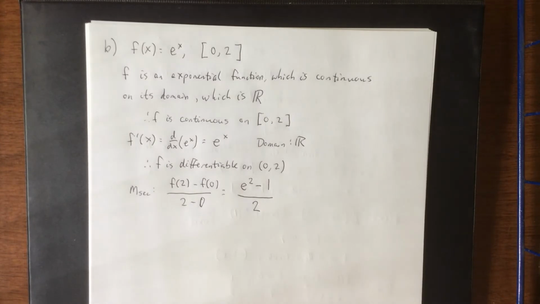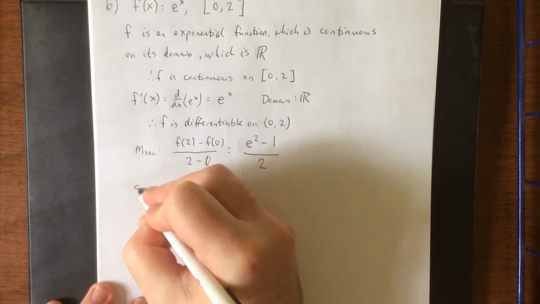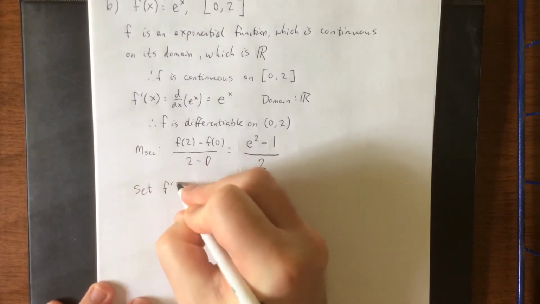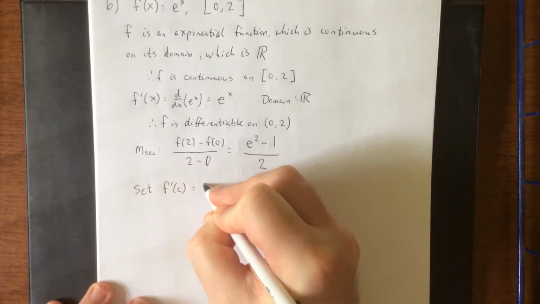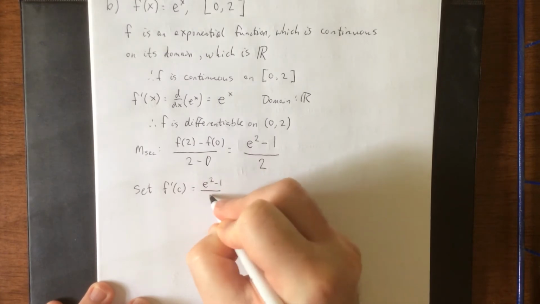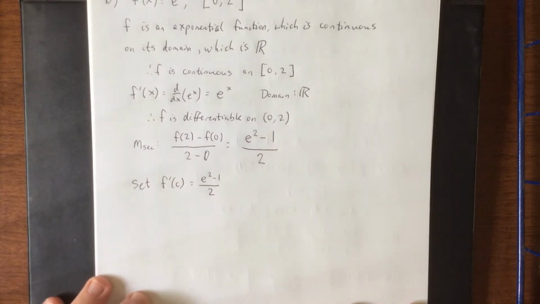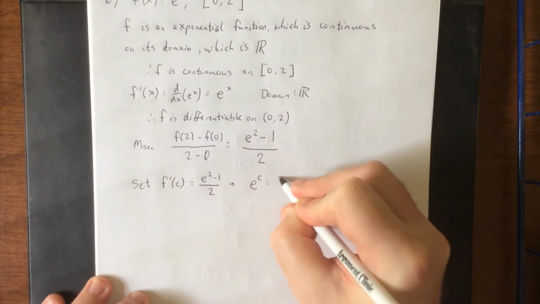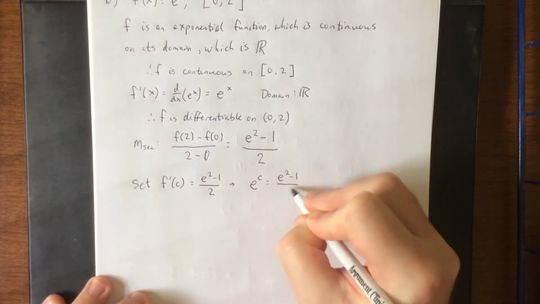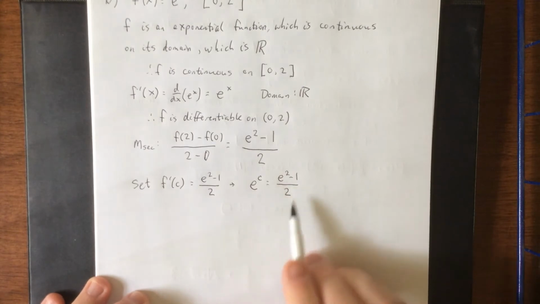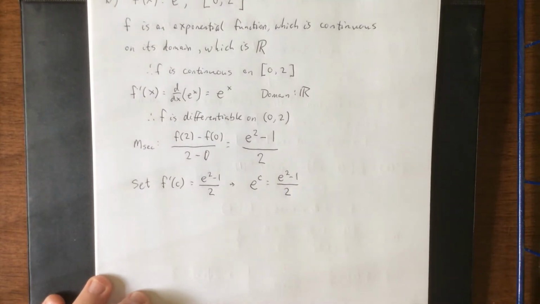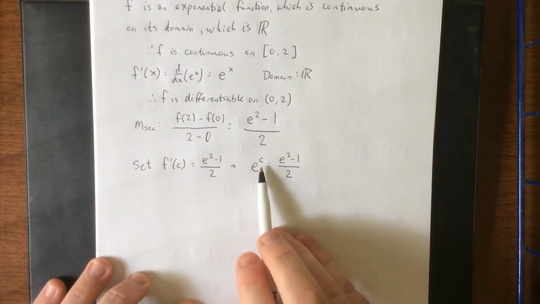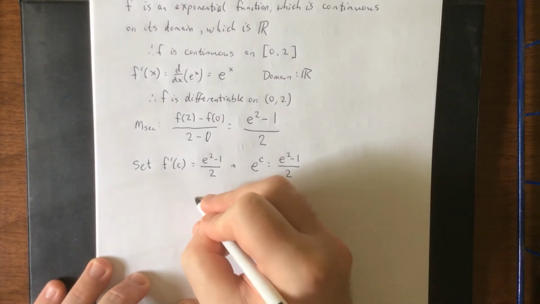There's no way to simplify this in any sort of effective fashion, so what we're going to do is set f prime of c equal to this slope, and then we are going to solve for c. That is e raised to the c power. Hey, I remembered to do c this time. Good for me. That's e to the c is equal to e squared minus 1 all over 2. We can solve for c by taking the natural log of both sides.